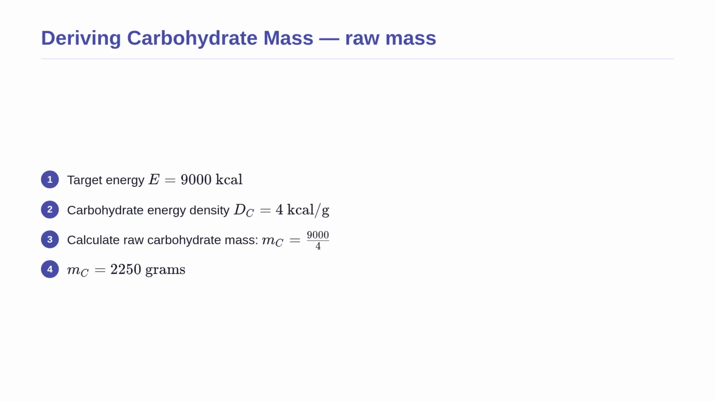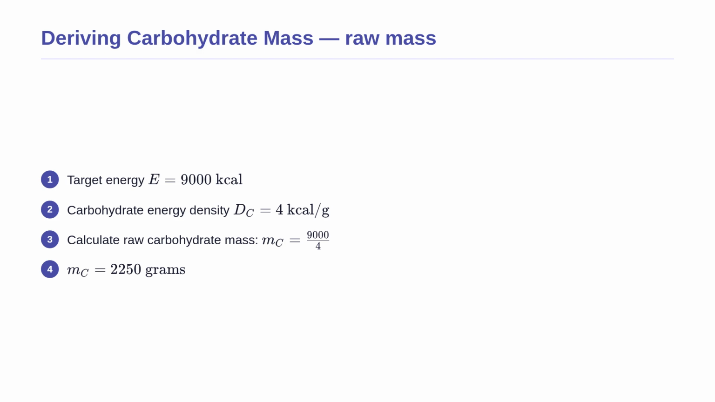Now that we have successfully calculated the mass for lipids, let us prove mathematically why carbohydrates are less efficient for long-term storage. We will perform the same calculation for carbohydrates. Our target energy remains 9,000 kilocalories, but the energy density for carbohydrates is much lower, at only 4 kilocalories per gram. We divide the 9,000 kilocalories by 4. This tells us we need 2,250 grams of raw carbohydrate to hold the exact same amount of energy. Already, the raw mass is more than double that of the lipid.